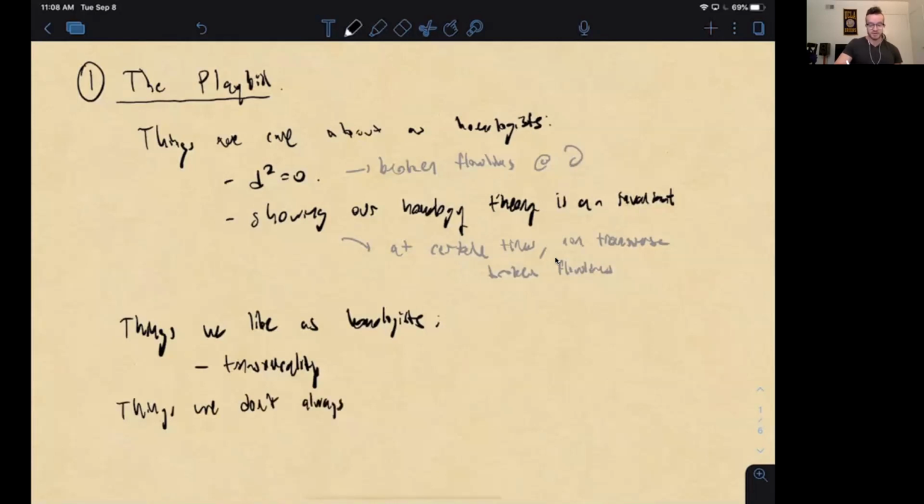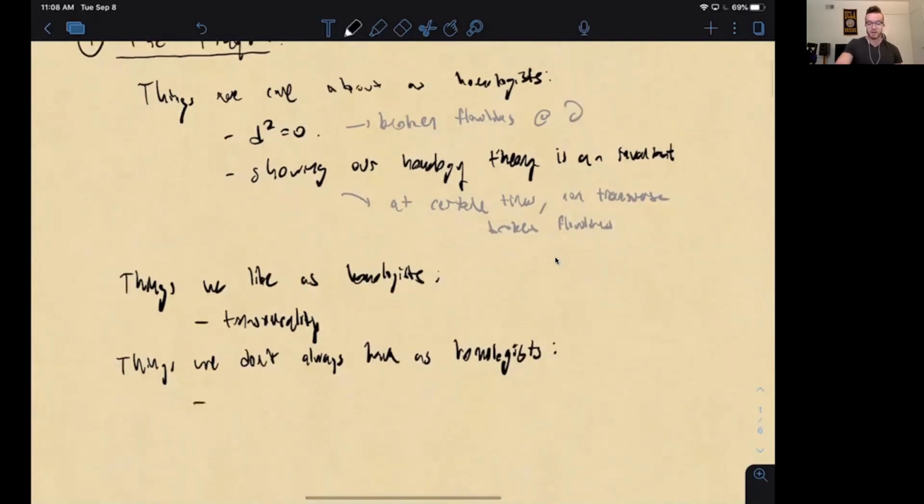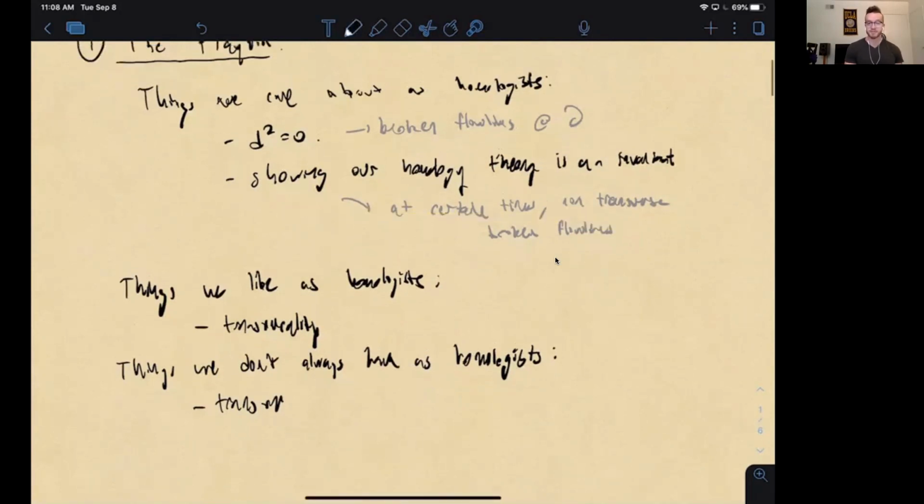As homologists. Again, I could probably put a lot of things here. But in particular, for example, in the second scenario up here, you'll have situations where transversality fails.